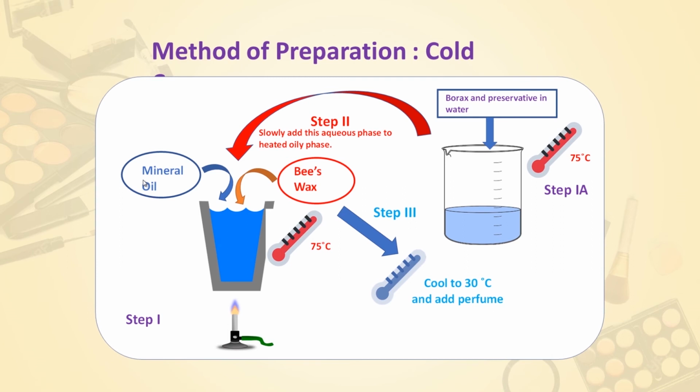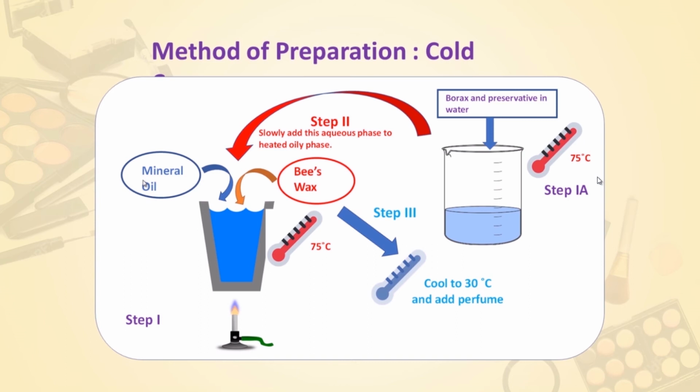When the cold cream is formulated, what do we have to do? We have to heat the mineral oil and beeswax in a jacketed vessel at 75° centigrade and maintain the heat. In another container, dissolve borax and preservative in water and heat it also to 75° centigrade.